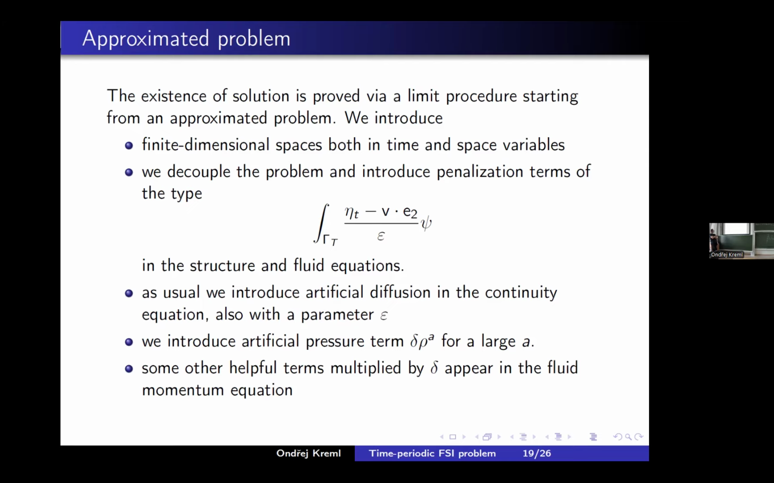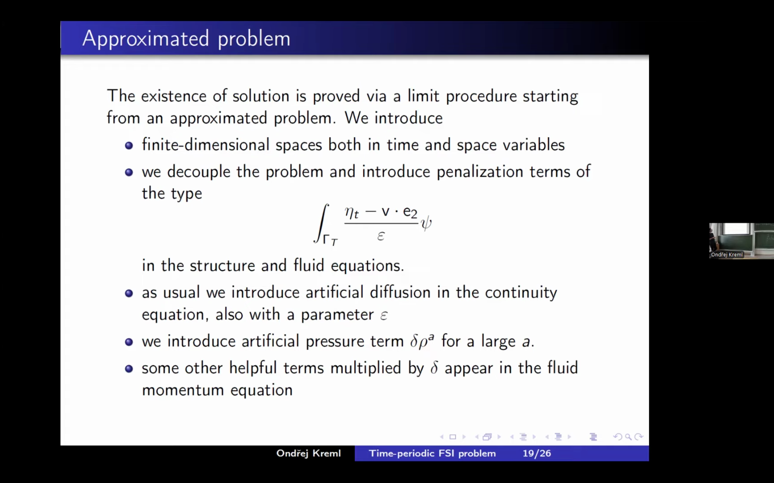Okay, and then we do the usual things from the theory of weak solutions to compressible fluids. We introduce artificial diffusion in the continuity equation, and as it turns out, the diffusion parameter can also be epsilon, the same one as in the penalization. We introduce artificial pressure as well, the term delta rho to the power A for some large A, for technical reasons again. And then some other helpful terms multiplied by delta appear in the fluid momentum equation as well, which provide some additional regularity at the first approximation levels, but then they disappear when you pass with delta to 0. So this is the idea somehow.